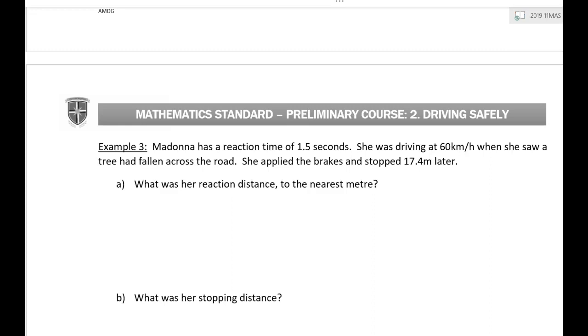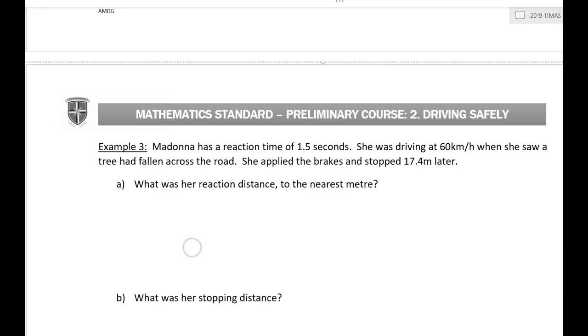Here is her speed, here is the time, but I don't want kilometres per hour, I need metres per second. Now to convert this to metres per second, I can convert this to metres, which is 60,000 metres. I can convert this to seconds, which is 3,600 seconds, and divide one by the other. Okay, and that will give me my speed in metres per second. But let me just tell you, because you'll do this a lot, to convert kilometres per hour to metres per second, divide by the magic number 3.6.